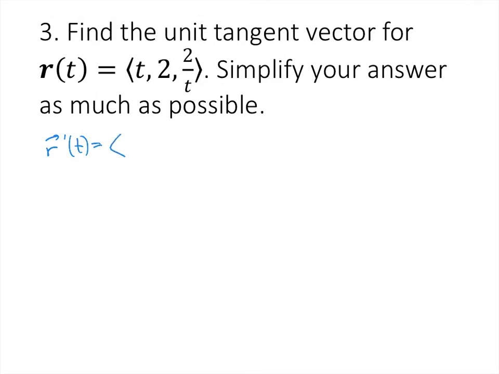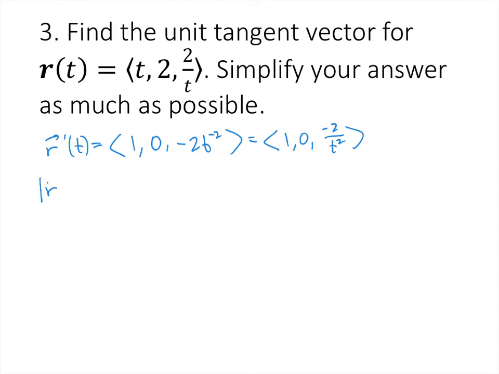So we find our tangent vector, so the derivative of t is 1, the derivative of 2 is 0. Thinking of 2 over t as 2t to the minus 1, the derivative of 2 over t is negative 2t to the negative 2. Now I'm going to rewrite that in fraction form just because it's going to make it a little easier to do the algebra that I'm about to do. So negative 2 divided by t squared.